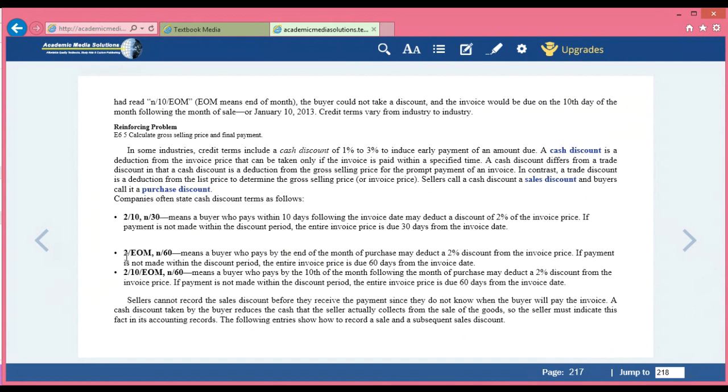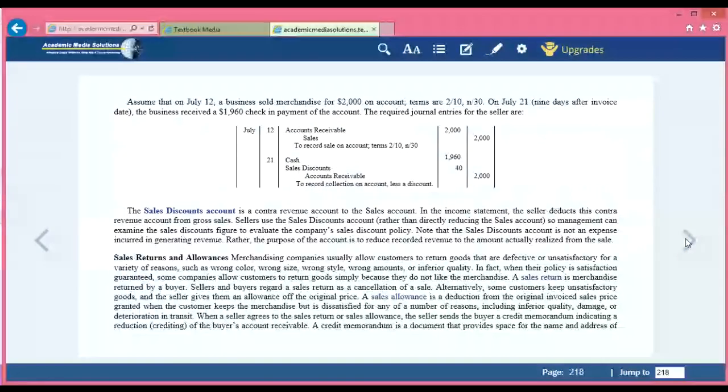This one is if you pay by the end of the month, you get a 2% discount, or else everything is due in 60 days. Okay, so those are some examples, and remember the term credit terms. And here is how credit terms are accounted for.